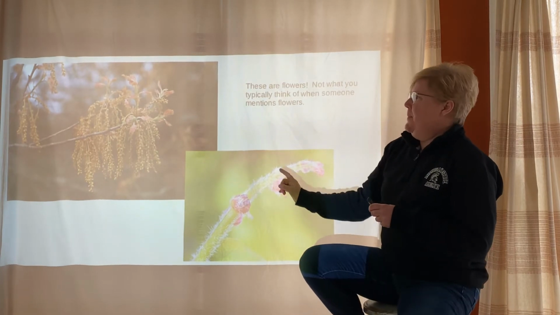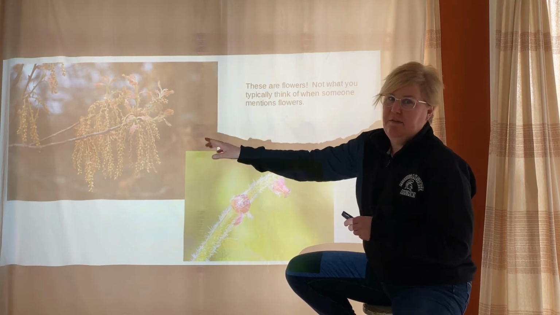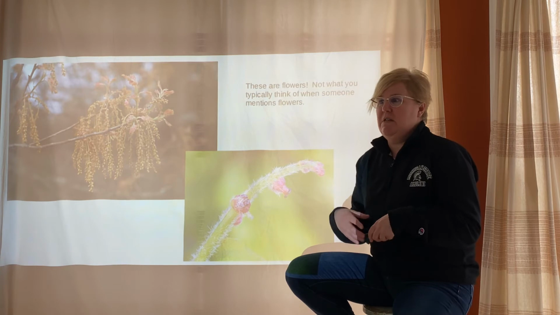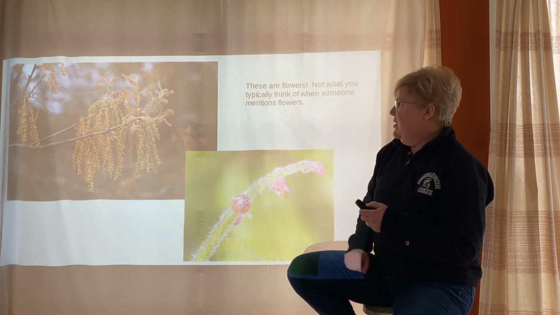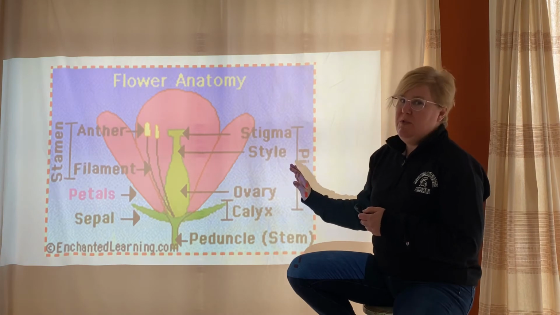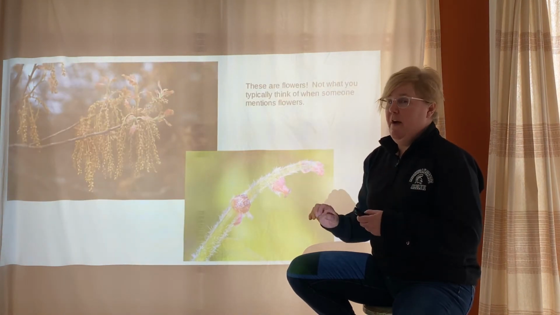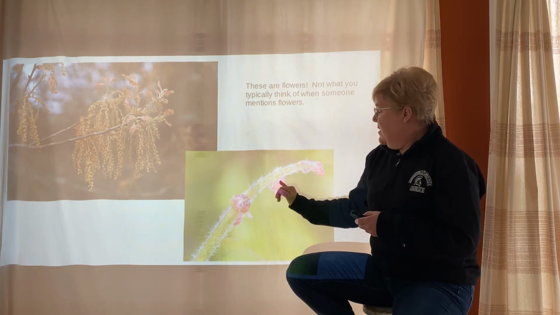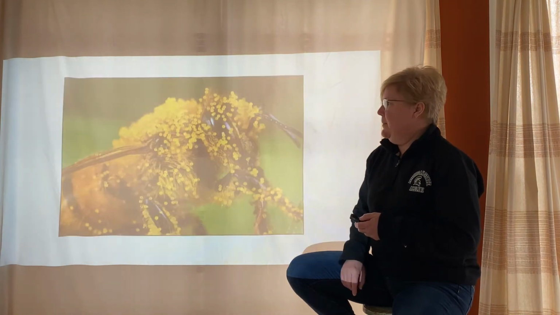So this is on a birch tree. These weird catkin flowers hang down. Everybody thinks of roses and tulips and daffodils, but there are so many different kinds of flowers. This is another very unusual type of flower. I'll post some different pictures and things that I went out and found for you. But these still have all of these parts, even though they don't look like this.